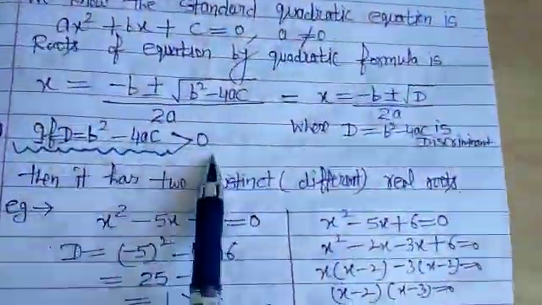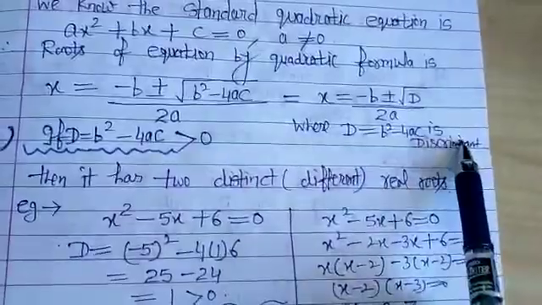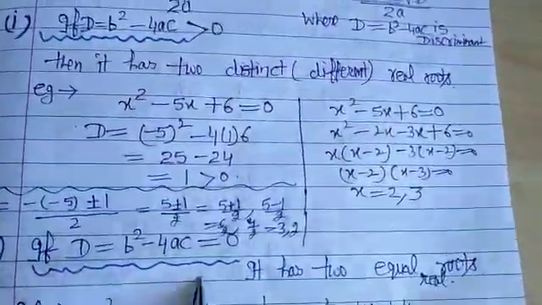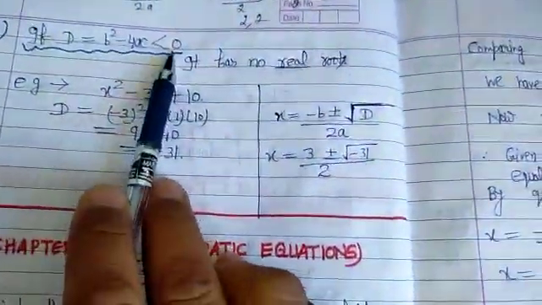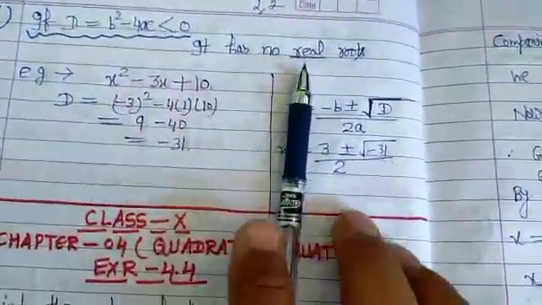Again I am discussing all three points. When the discriminant is greater than 0, it has two different real roots. And when the discriminant is equal to 0, it has two equal roots, same roots we can say. And when the discriminant is less than 0, it has no real roots.